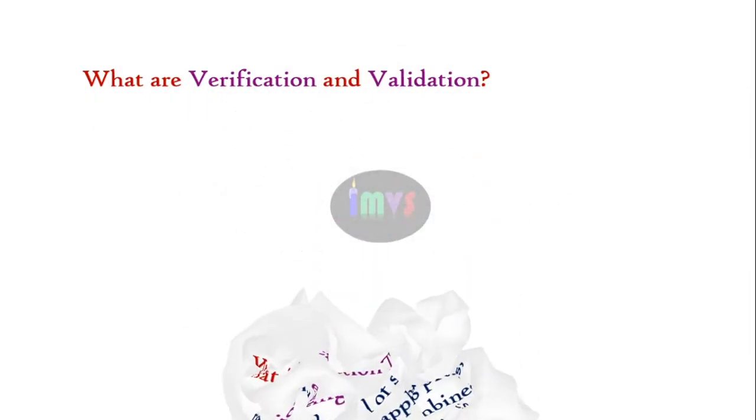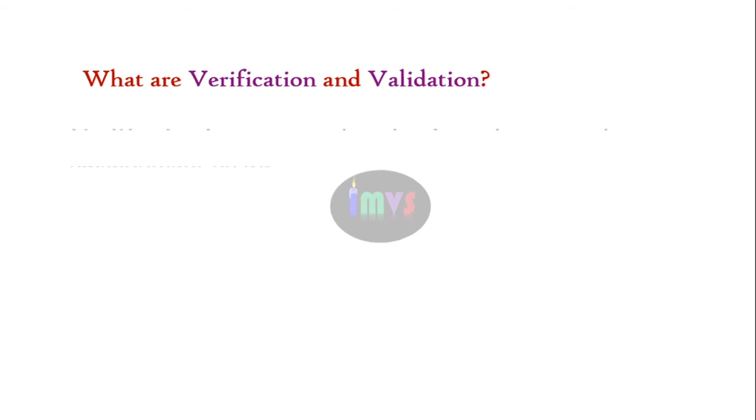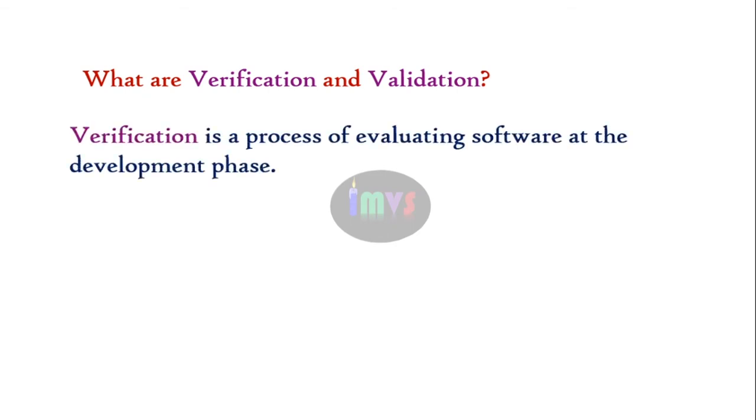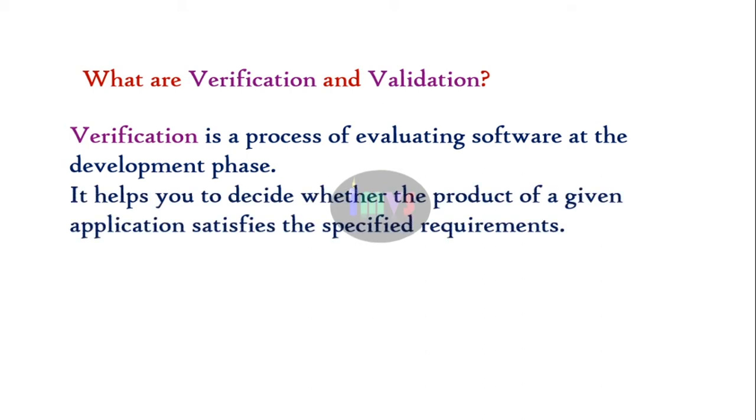What are verification and validation? Verification is a process of evaluating software at the development phase. It helps you to decide whether the product of a given application satisfies the specified requirements.